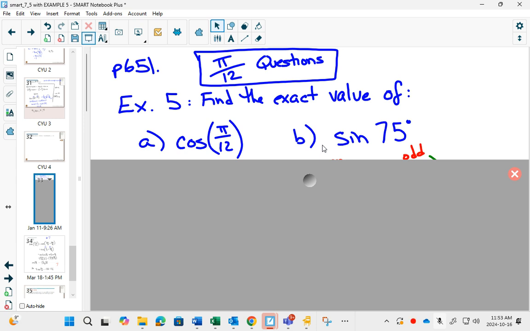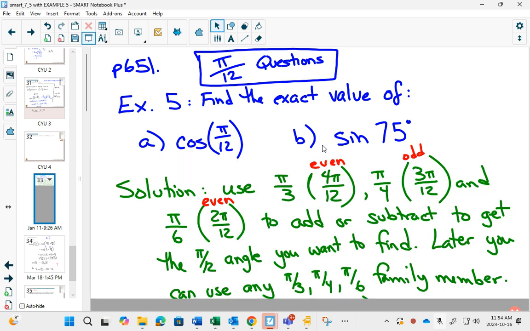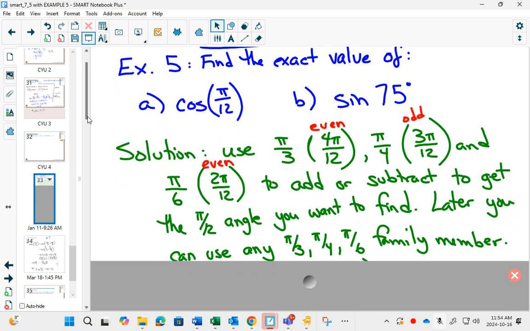And there'll be non-calculator questions where you have to find the exact value of 75 degrees and pi over 12, but we didn't put them on our pi plate. So how do we find them? We're going to use our alpha beta formulas. The strategy is use your pi plate, the families that you know, which is pi over 3, pi over 4, and pi over 6, and add or subtract them to get whichever pi over 12 family you want.